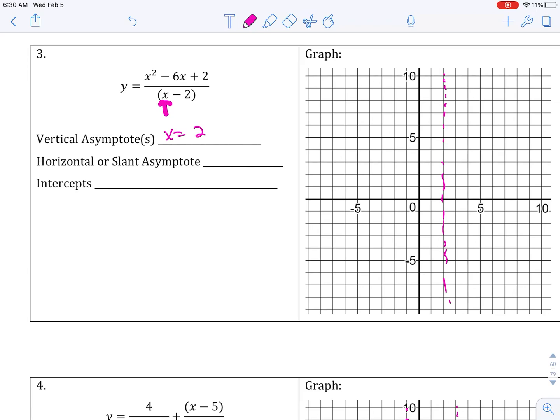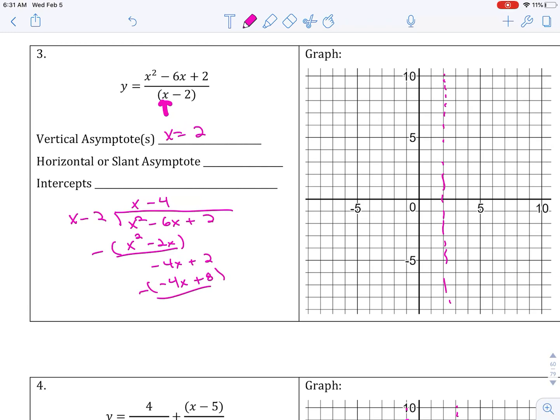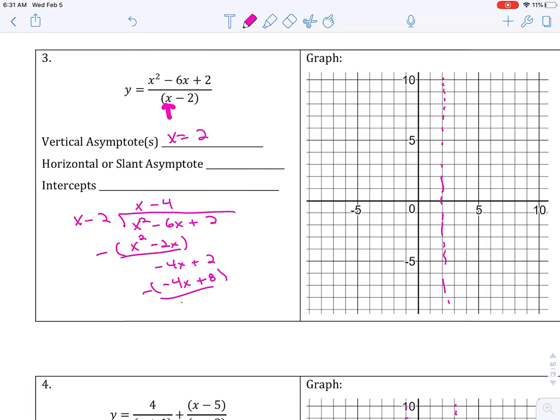So remember, if you're getting a slant asymptote, you have to divide the rational function. So I'm going to do that right here. So we're going to have x minus 2, and I'm pretty confident with our division, so I'm just going to go ahead and do that. Okay, so once I get about this far, I usually just stop. I know that there's a remainder here, okay?